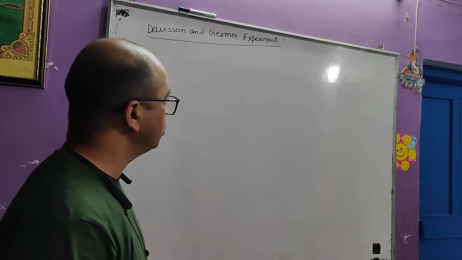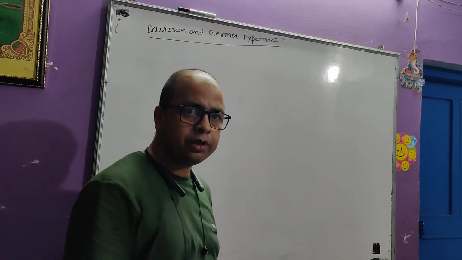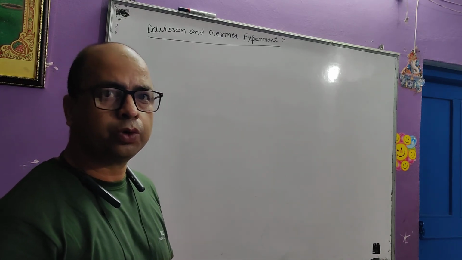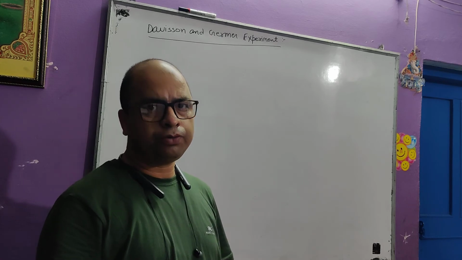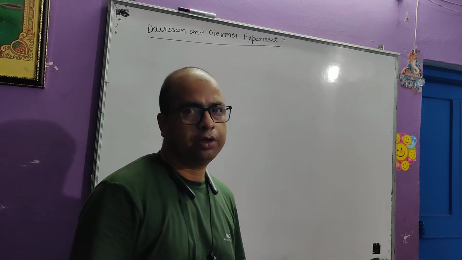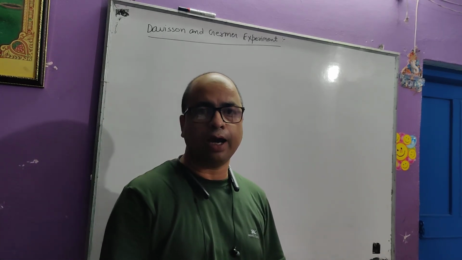Today I am going to discuss the Davisson and Germer experiment. The Davisson and Germer experiment was the first experiment which proved the wave nature of particles, that is, the wave nature of electrons. It was the first experiment which proved the de Broglie hypothesis.